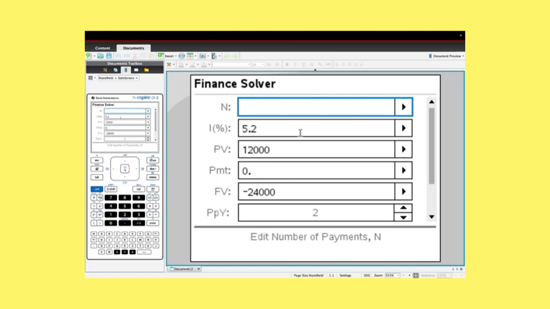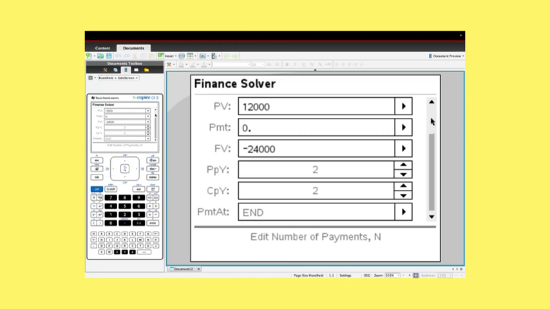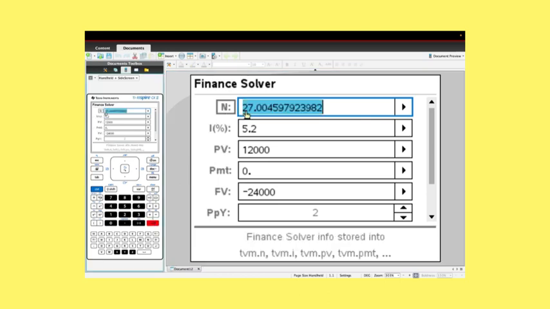So if we put in all our information, we have an interest rate of 5.2. We have a present value of 12,000. There's no more payments. The future value is minus 24,000. It doesn't matter which way round you put the positive and the negative, but one must be positive, one must be negative. We have payments per year as 2. We had compounds per year as 2. Now if we highlight N and press enter, that will give us 27. But remember, that is for 2n, so we have to divide by 2 because we're compounding every 6 months, so that will give us the answer of 13.5.